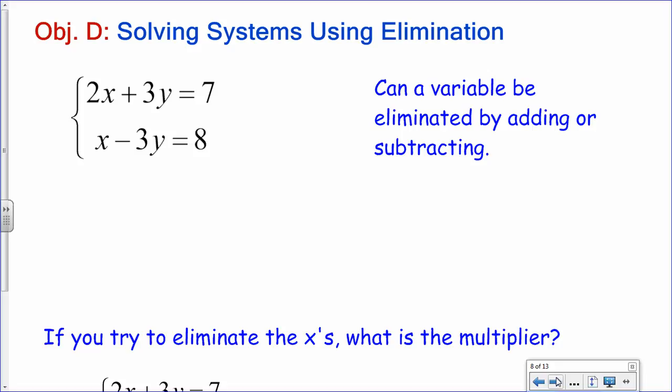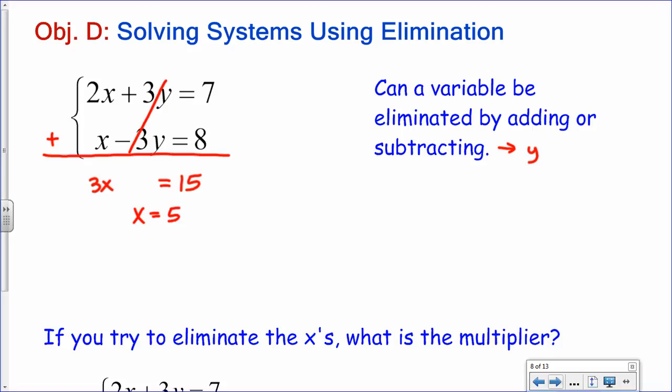Okay. So if I add these two equations together, would a variable eliminate? Yeah, so the y would eliminate. And they're opposite signs, so I just have to add down. So I add everything down. So those eliminate. And then I get 2x plus x, which is 3x. 7 plus 8 is 15. Divide by 3, and x equals 5.